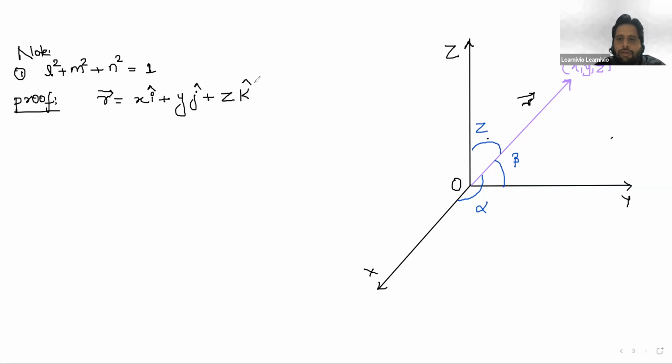Okay. I hope this is clear to everyone. We have done this multiple times. If a coordinate is given, then we can find the position vector by using i cap, j cap, and k cap. So we have this r. Okay. Now, if I draw a perpendicular, let this point be P. From this, if I am drawing a perpendicular here, let this be M.